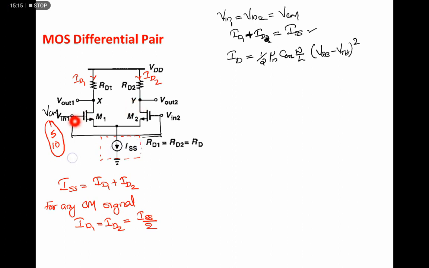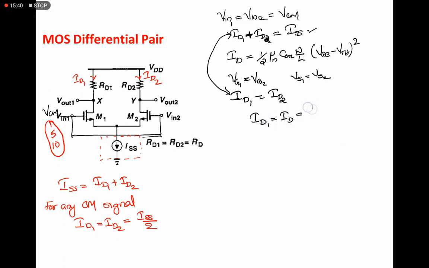So in this circuit both Vg1 equal to Vg2, shorted together, as well as Vs1 equal to Vs2. Therefore, under short circuit or common mode condition, ID1 must be equal to ID2. By using these two equations, we can prove that ID1 equal to ID2, which is equal to ISS by 2.